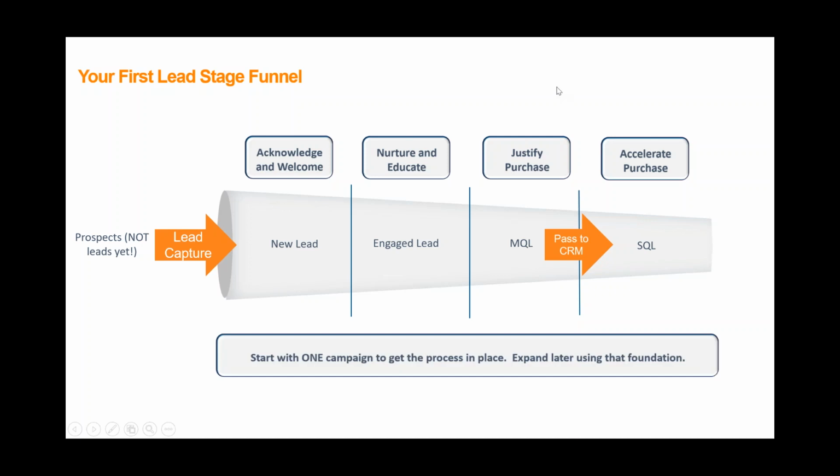So the other thing here is we want to start with just one campaign to get the process in place. Once we have that foundation, we can always build upon it. We can always add additional stages if we feel like we need to do that. But let's just get a campaign built that uses this principle and start testing it. And maybe all we have to do then is replicate that campaign and change the messaging, change the target audience. And we've got the same exact process for nurturing and managing leads all the way through to sales.